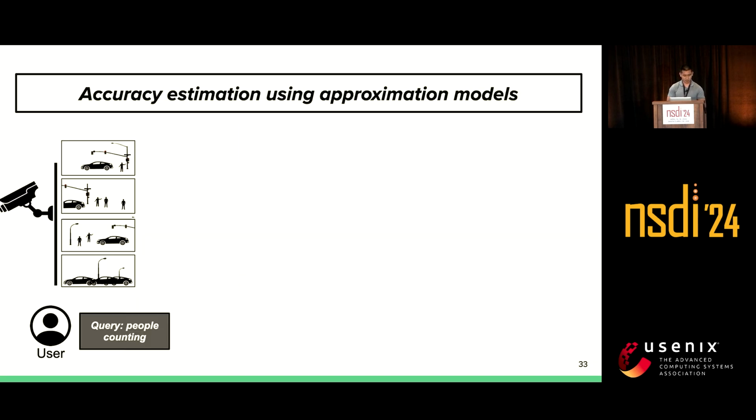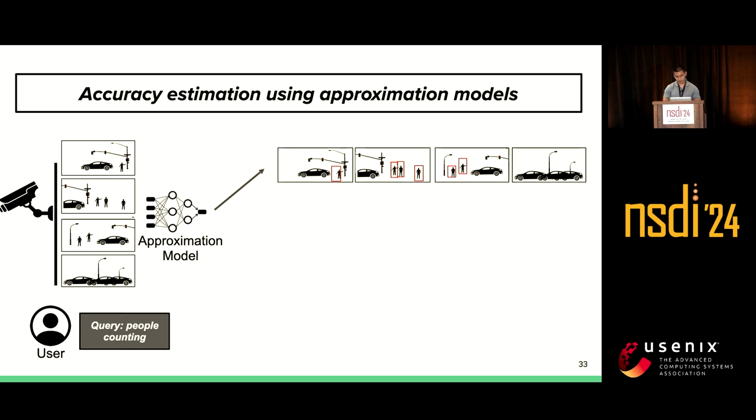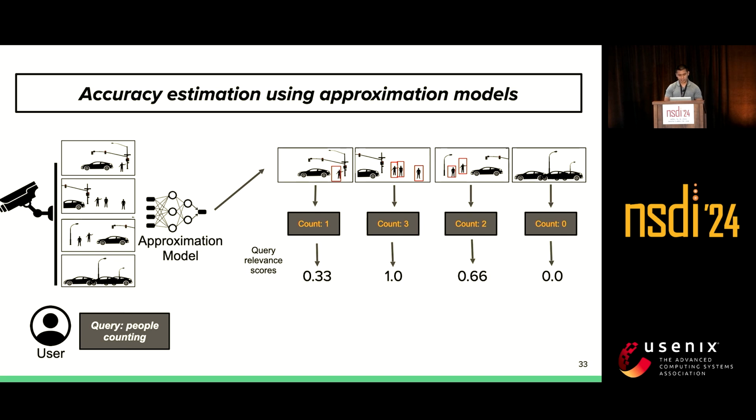During inference, the camera will retrieve images from multiple different orientations. And the approximation model will run on each of these images. The approximation model will identify all the relevant objects in these orientations. Because in this example, we're just concerned with people counting, this approximation model will just identify the people. We then take the count of the people in each of these images and compute what we call query relevance scores for each one. These query relevance scores are indicative of how well we believe each orientation will perform when run on the workload. And because the second image has the highest query relevance score, we send that to the server for inference.